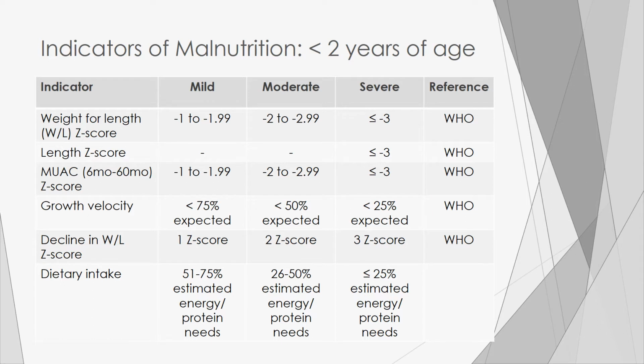If the patient is less than 2 years of age, one would use these criteria to diagnose the severity of malnutrition. It is important to note that weight z-scores cannot be used to diagnose malnutrition. Instead, the weight for length z-score would be used.